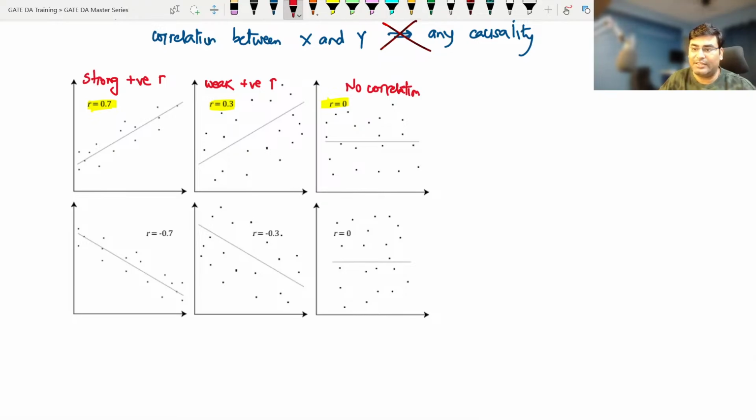On the bottom, you can see we have written r equal to minus 0.7. All these were an upward trend, if you've observed. These are a downward trend. As x increases, y decreases. So this will be known as strong negative correlation. R means correlation, guys. This one means weak, because 0.3 is weak, so weak negative correlation. And again, this is the same chart, which means no correlation. Are we clear, guys, on this? Any question?